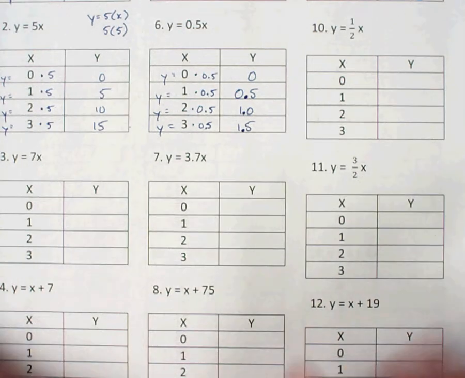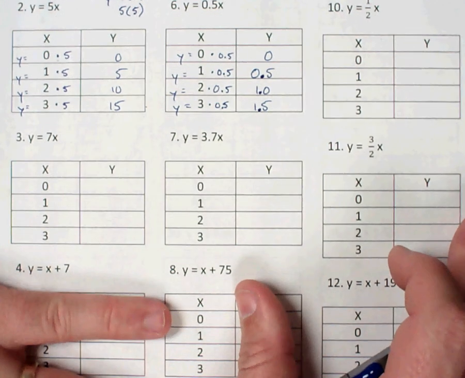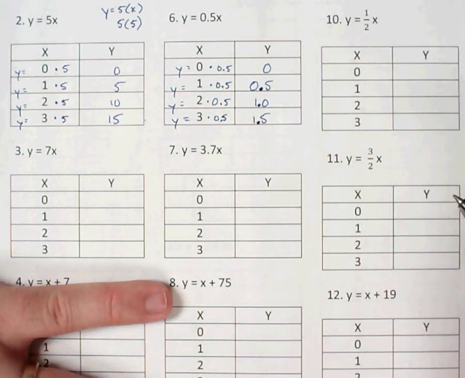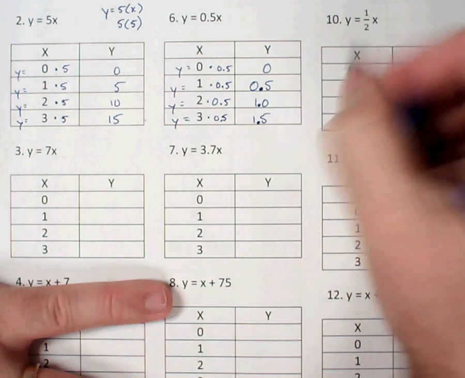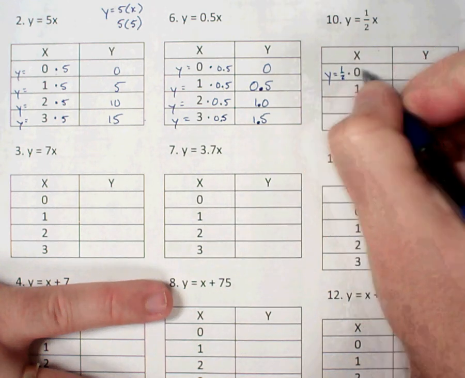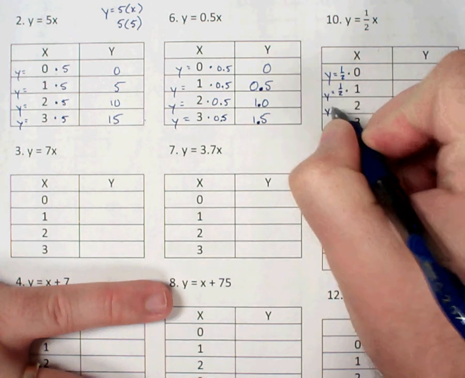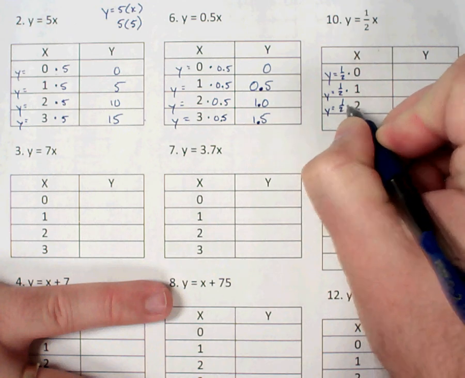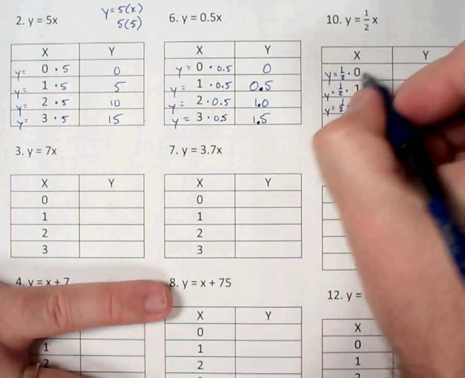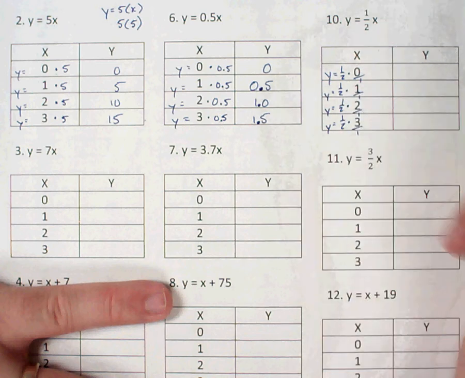Something you may not have seen before, but that you absolutely could see on STAAR, is right here, number 10 and 11, where we're multiplying by a fraction. And so what we're doing here is we're just multiplying each input by 1/2. And remember, all these are technically over 1 because they're whole numbers. And then we're just multiplying across.